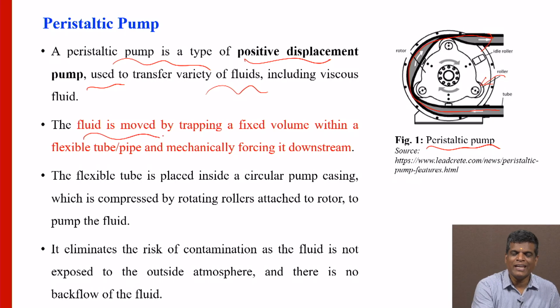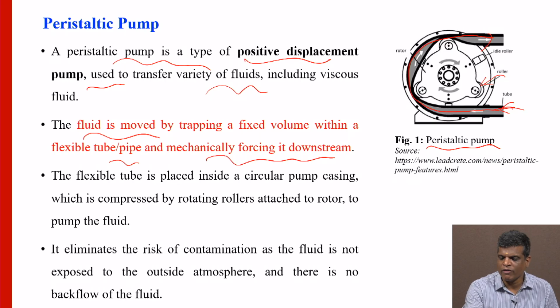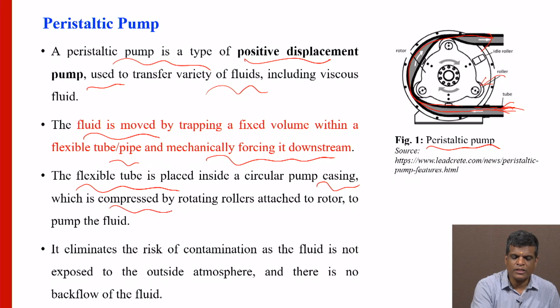The fluid is moved by trapping a fixed volume. See here, moving inside, it traps a fixed volume within the flexible tube. The tube is a flexible tube or flexible pipe, and the fluid is mechanically forced downstream. For example, the fluid enters here, then is squeezed, then comes out. That's the way it works. The flexible tube is placed inside the circular pump casing, and is compressed by the rotating roller. This is a roller, and it is continuously rotating, attached to the rotor. Then it pumps the fluid from here to here.